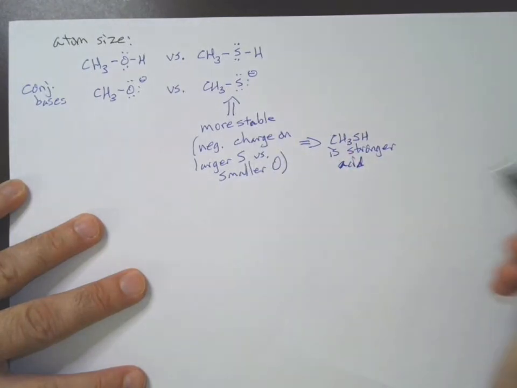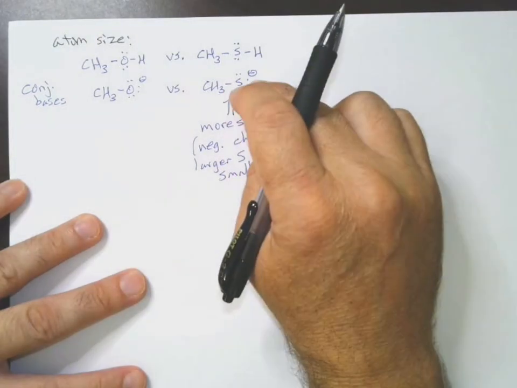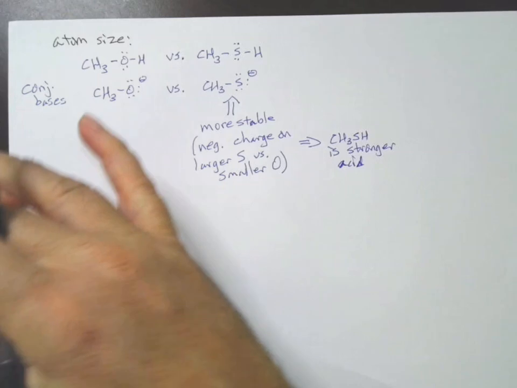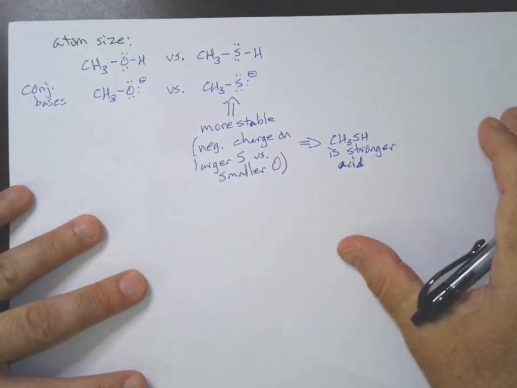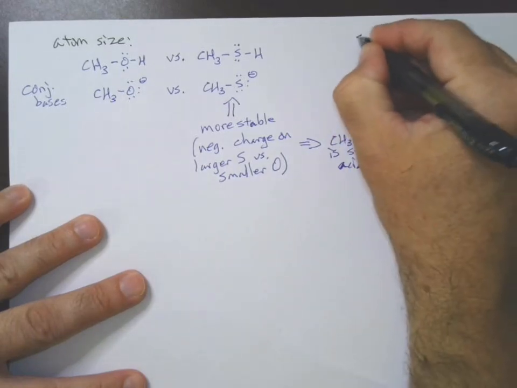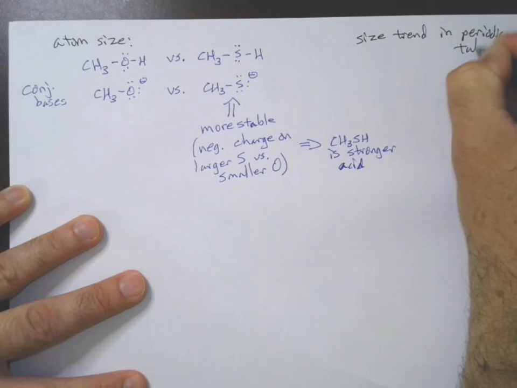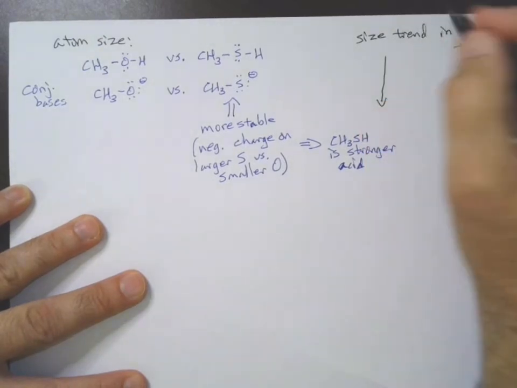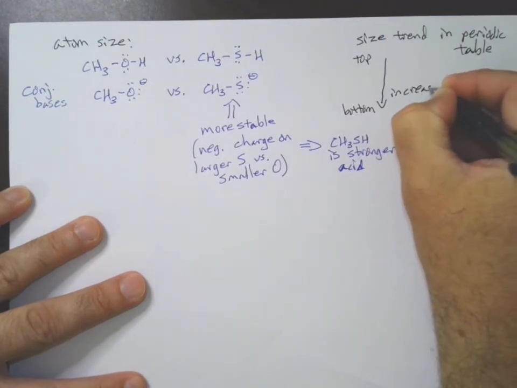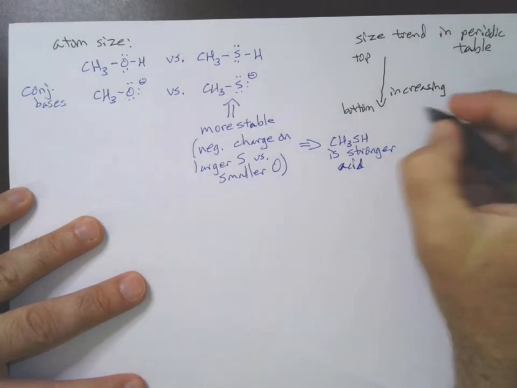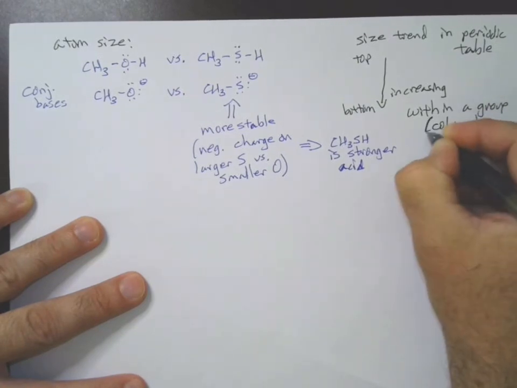So we have our larger sulfur compared to our smaller oxygen. Even though oxygen is more electronegative than sulfur, here the size is what matters. And so our negative charge is on a larger atom, so it's distributed over a larger area, which means that it is more stable. All right, and again, our trend in the periodic table: as we go down in the periodic table, the size of the atoms increases. And this is within a group or a column. And that's important, okay?